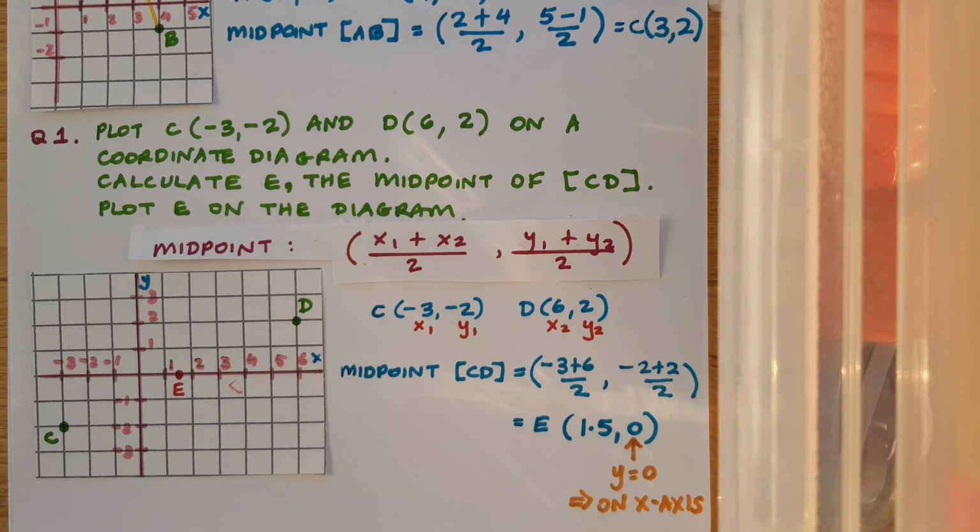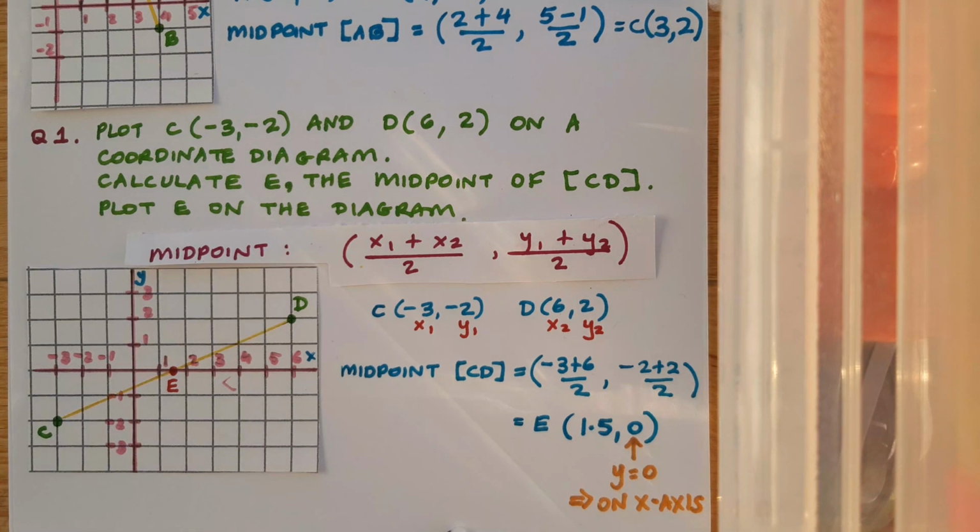We've answered the question in full at this stage, but just for the visuals of it, and just again to refer to that line segment CD, it's just worth noting that E is halfway along this line segment that joins C to D.